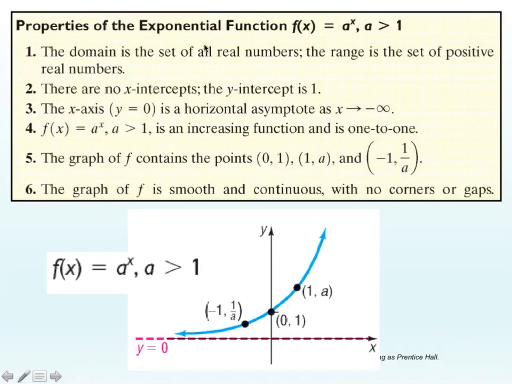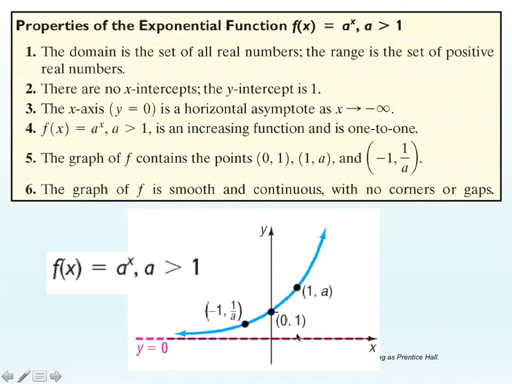So the general properties of an exponential function where you have f of x equals a to the x, where a is greater than 1, is that the domain is going to be the set of all real numbers, meaning that we can plug whatever we want in for x and we're going to get something out for y. But then if you look at the range, it's going to be the set of positive real numbers, because we have an asymptote here and all of our y values are positive. Now there aren't any x-intercepts and the y-intercept is just 1.